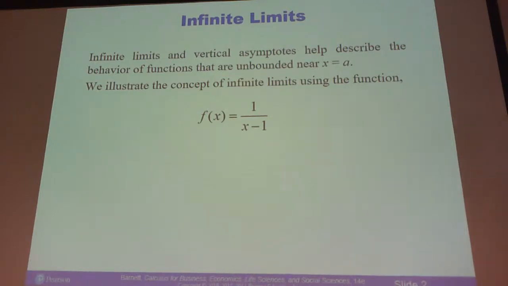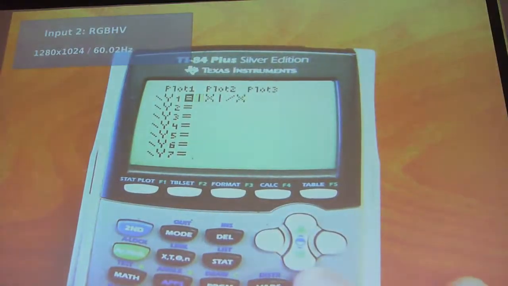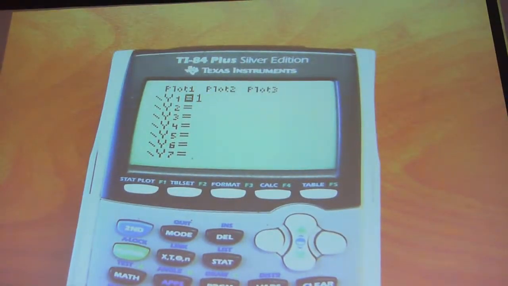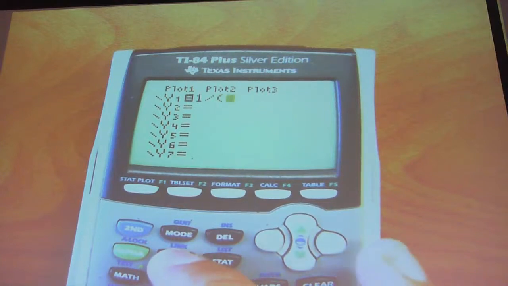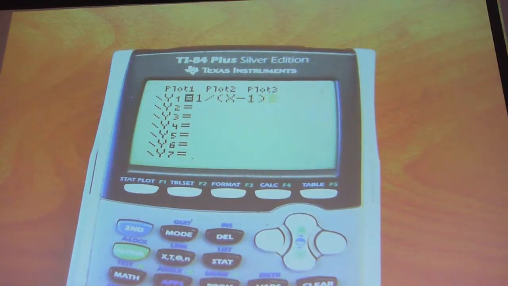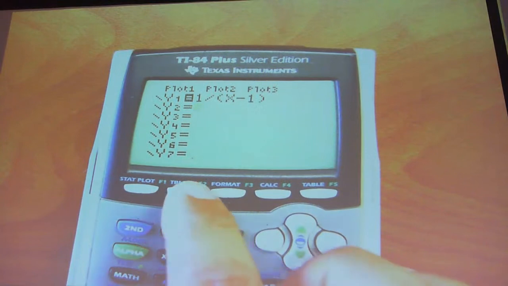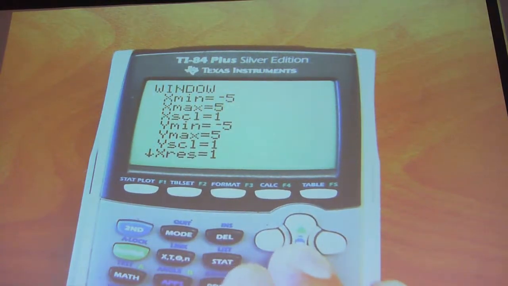If I look at the function f of x equals 1 over x minus 1, let's put that in our calculator. We type in 1 divided by parenthesis x minus 1. We're going to keep it the same window, negative 5 to 5, counting by ones.